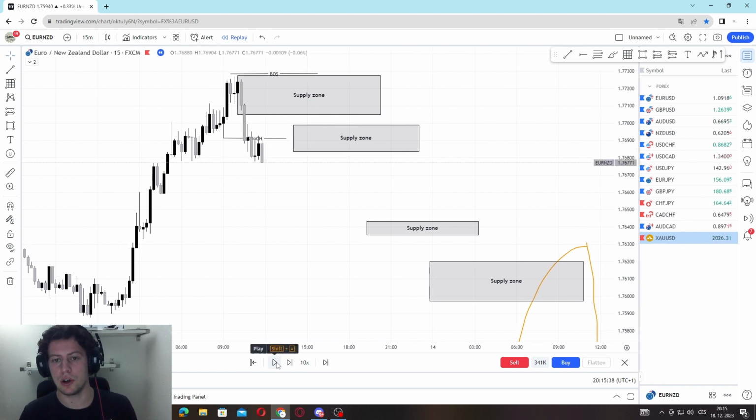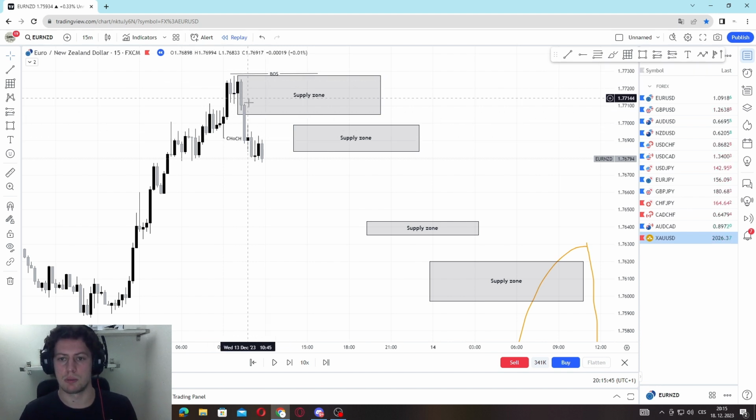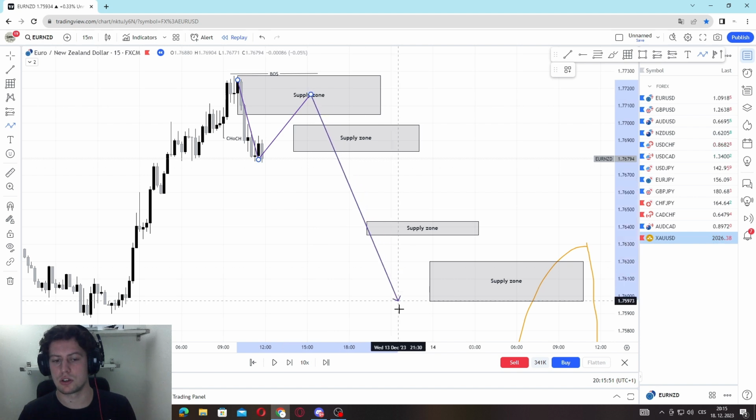If I play the price, you can see a sharp move. So we have a change of character, it's a sharp move. What caused it? This supply. The main principle is we go below, we touch the supply zone, we sell off.